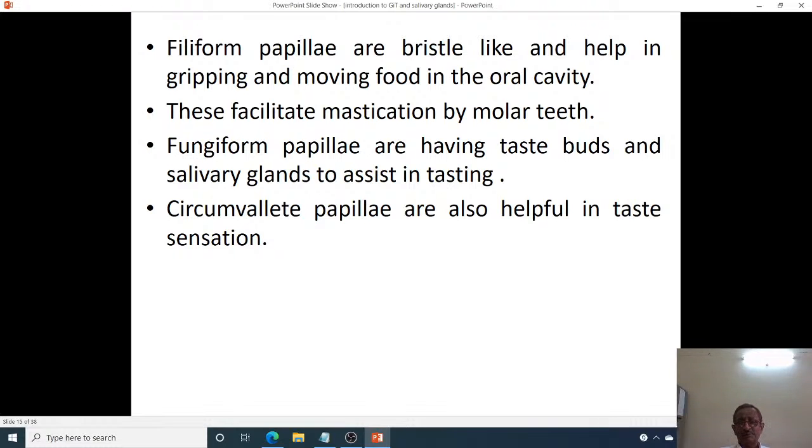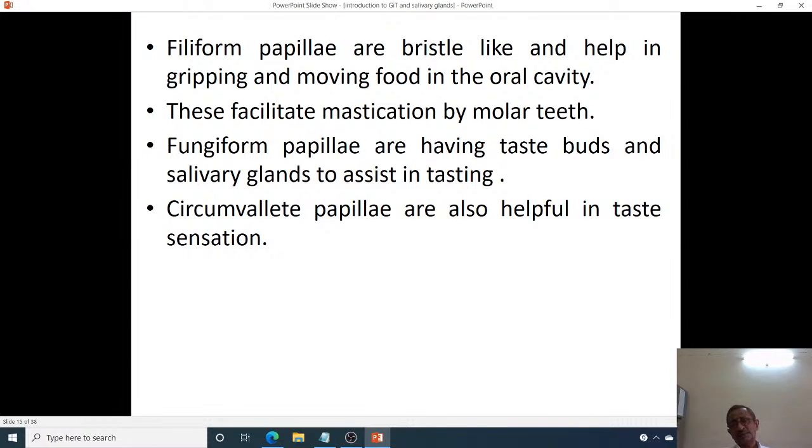Filiform papillae are bristle-like and help in gripping and moving food in the oral cavity. So that is the function of the filiform papillae. These facilitate mastication. Fungiform papillae have taste buds to assist in tasting. Circumvallate papillae are also helpful in taste sensation. So we have three types of papillae: filiform papillae, fungiform papillae and circumvallate papillae.